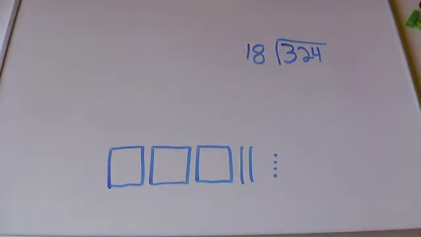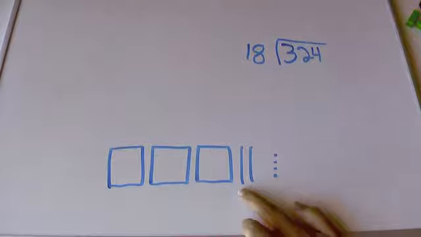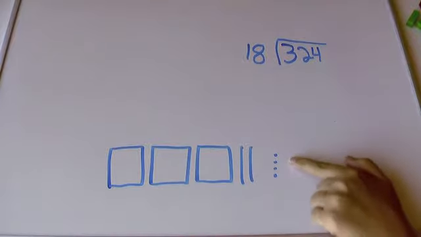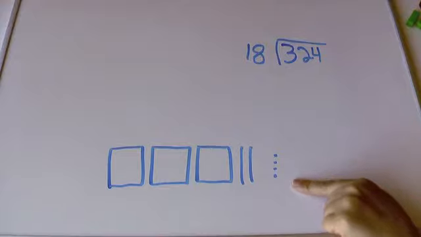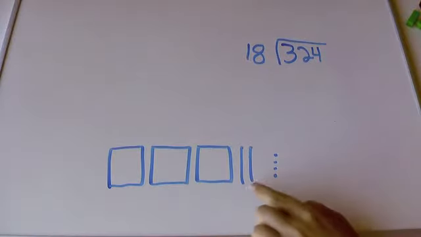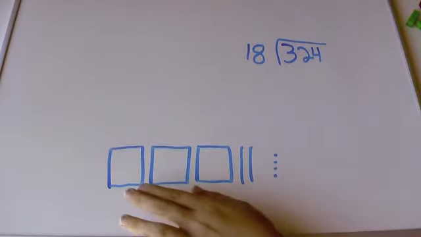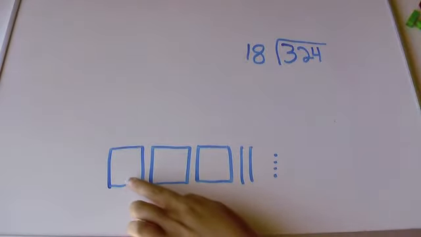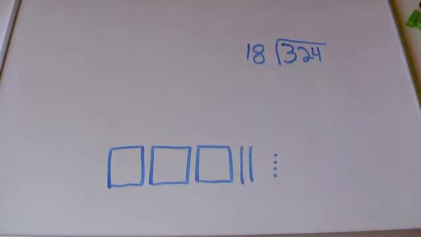All right, and for this one, I'm going to do it just with drawings instead of the Cuisenaire rods, so you can see how to do it that way. So we have 320 and 4 little ones, and we want to make a rectangle with 18 on one side. So I don't have 8 tens here, so I can't use those, but I see that I can use 100 and then 80 out of here.